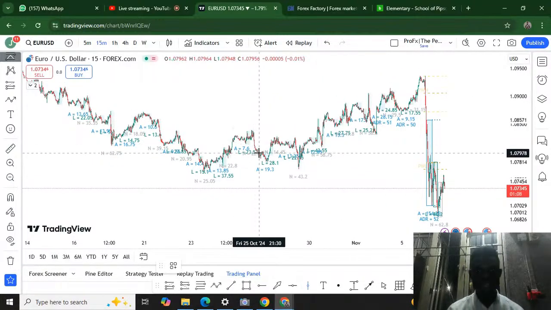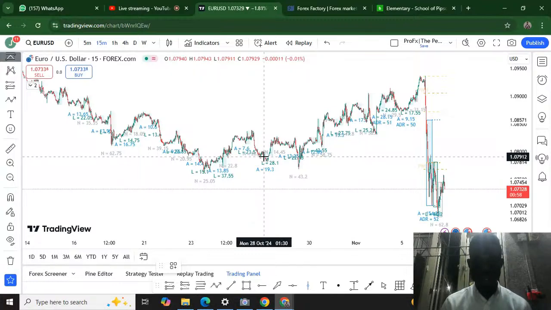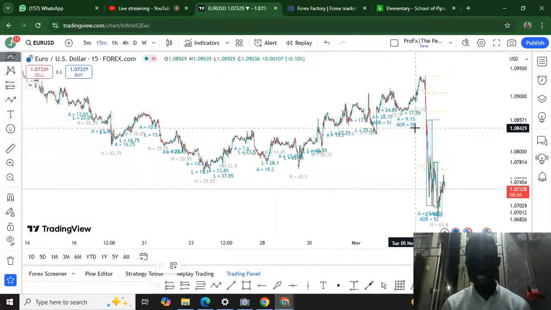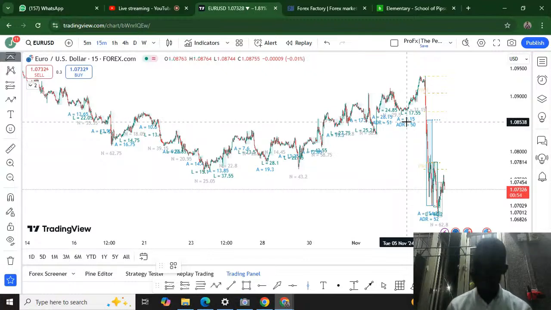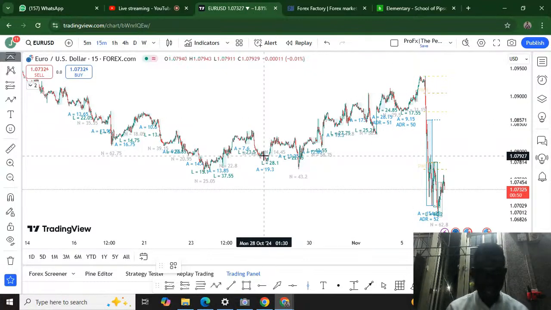Now this doesn't happen all the time, 100%. Markets might not give you the same accumulation and manipulation like that, but it happens most. Like this week now, we didn't see accumulation and manipulation. We didn't see it this week.